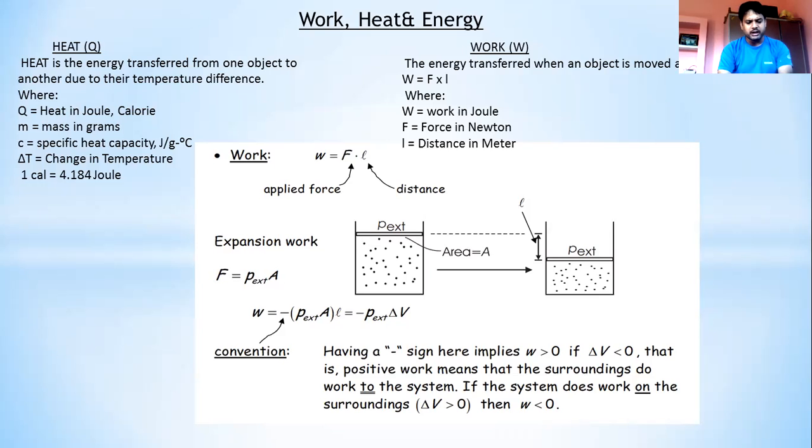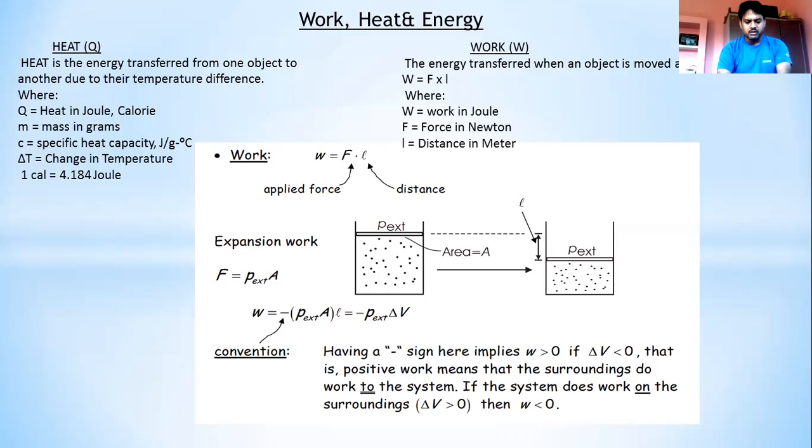If force is applied and displacement is dx, then work done equals F into cos theta dx, where theta is the angle between force and displacement. Generally the value of theta may be 0 or 180 degrees. That means the direction of force and displacement is the same. Then theta equals 0, cos theta will be 1, so work done will be F into dx, or here dl.